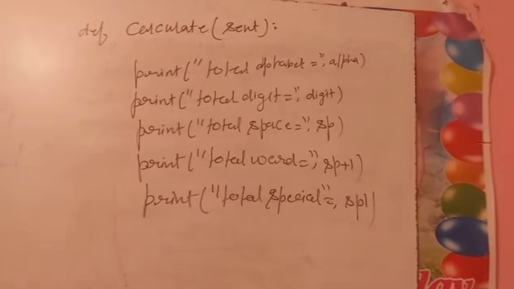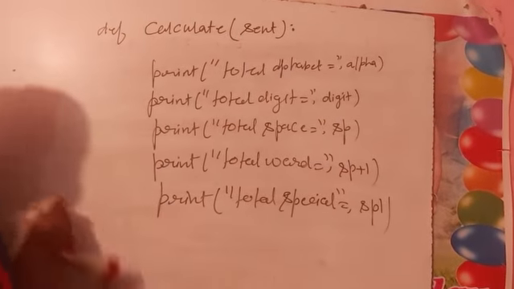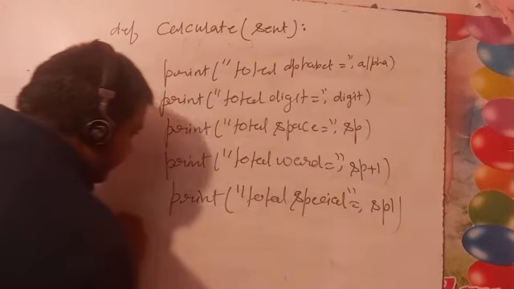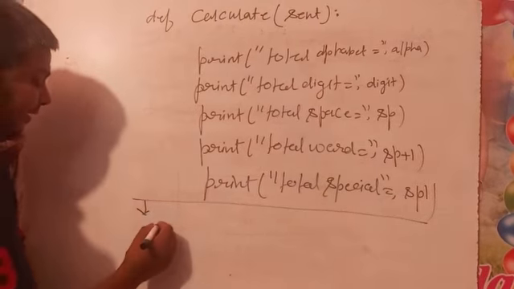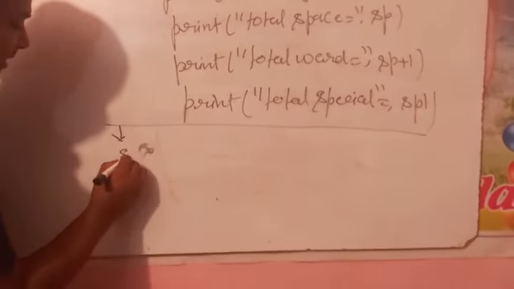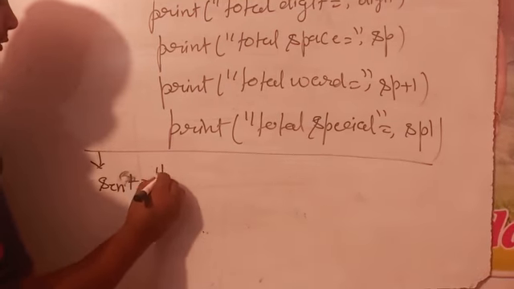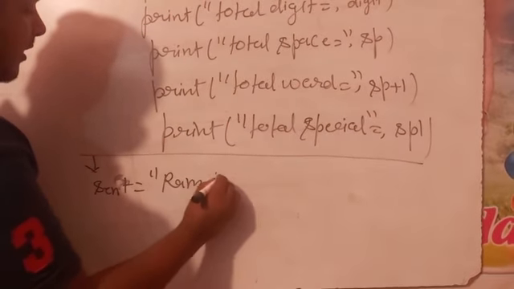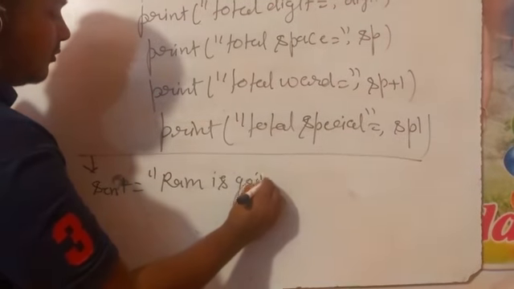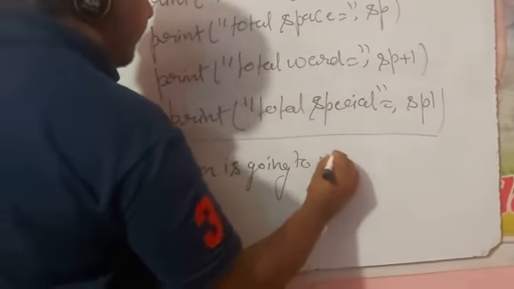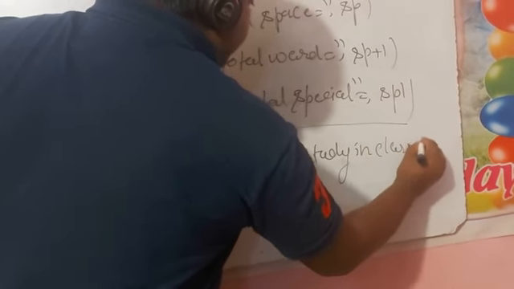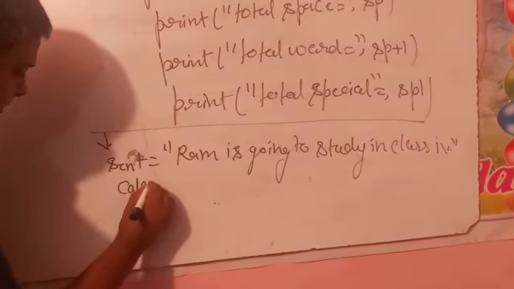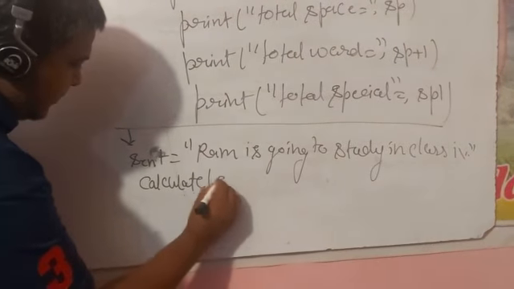After the function works, what do we have to do? This is the function's end, and then here I will start the code. I will take one sentence from here. I will write sentence is equal to, in double quotes, Ram is going to study in class 4th. Double quotes close, and then I will write here calculate, sentence.